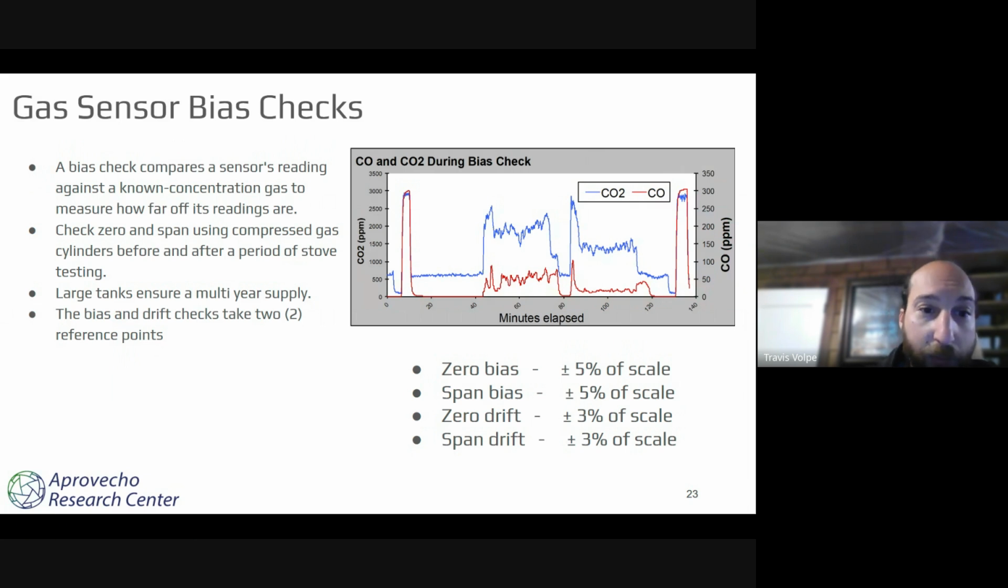So we check zero as well as span, which is a higher concentration gas, using known gas cylinders, again, before and after any period of stove testing. We tend to recommend large gas tanks just to ensure a multi-year supply. This is one of the more difficult to acquire items in the LEMS equipment set. And both bias and drift checks require two different reference points again. So a zero gas is used as well as a higher concentration gas.